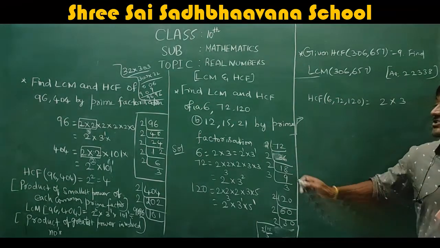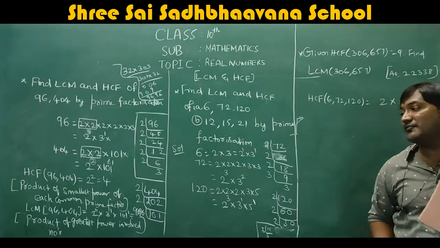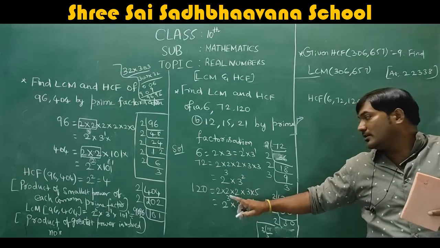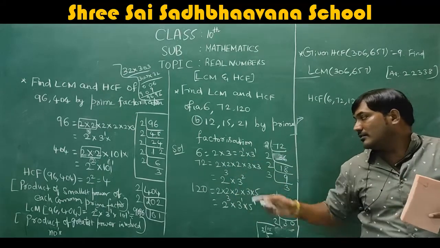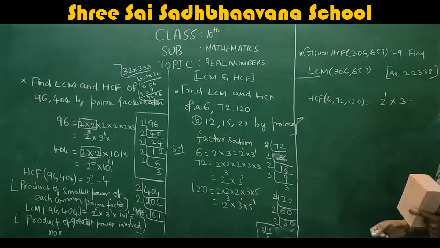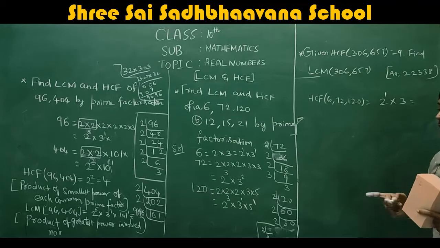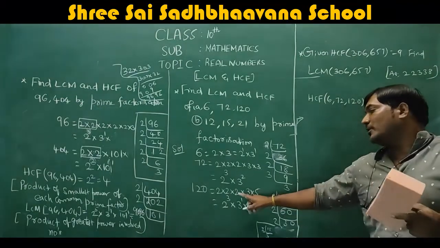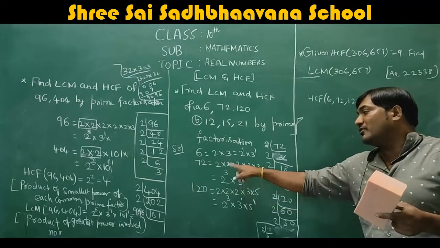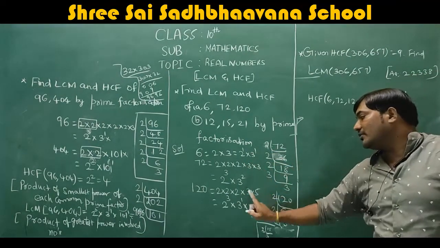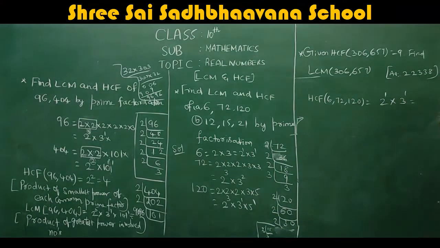So now, which is the least power, the smallest power of each prime factor? Smallest power is what? 2 cube, 2 cube, correct? Here we have 1. Here for 3 we have, smallest power is what? I hope you understood. Okay, smallest power of 2 is 1. So 2 power 1. And what is the smallest power of 3? Here 3 power 1, here 3 power 2, here 3 power 1. Which is the smallest power among these 3? So 6 will be the HCF here.